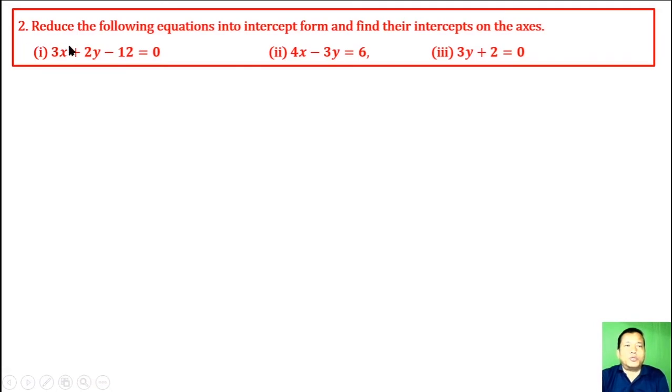Question number 2. Reduce the following equations into intercept form and find their intercepts on the axes. Which form is known as the intercept form? x by a plus y by b equal to 1 is called intercept form, where a and b are real numbers, not 0. They are lengths of intercepts on the respective axes. Let us see. If this equation is x by a plus y by b equal to 1, a is the distance of this and b is the distance of this. a, b may be either negative or positive.